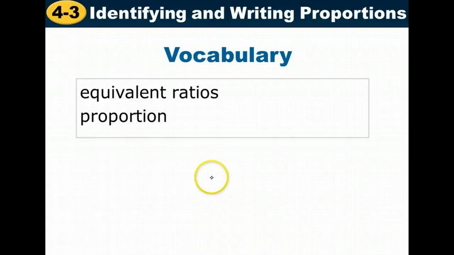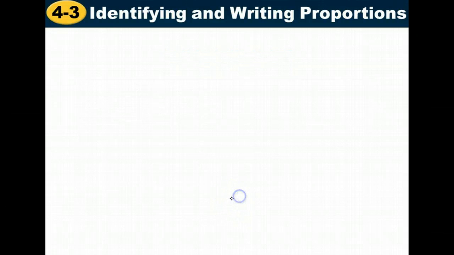Vocabulary for today will be equivalent ratios and proportions. This is really a review of 6th grade, but just to refresh your memory to make sure we know how to solve them, I'm going to go ahead and do this with you guys anyways.